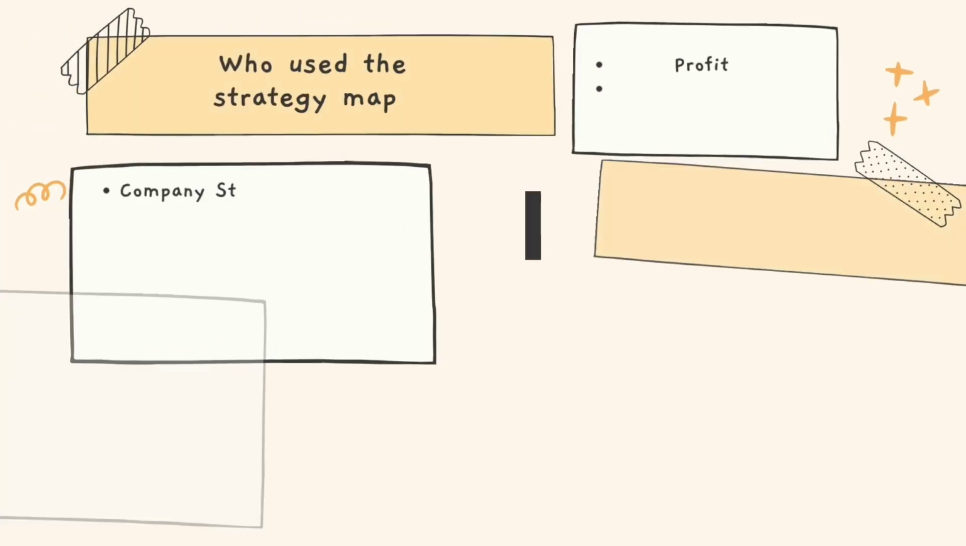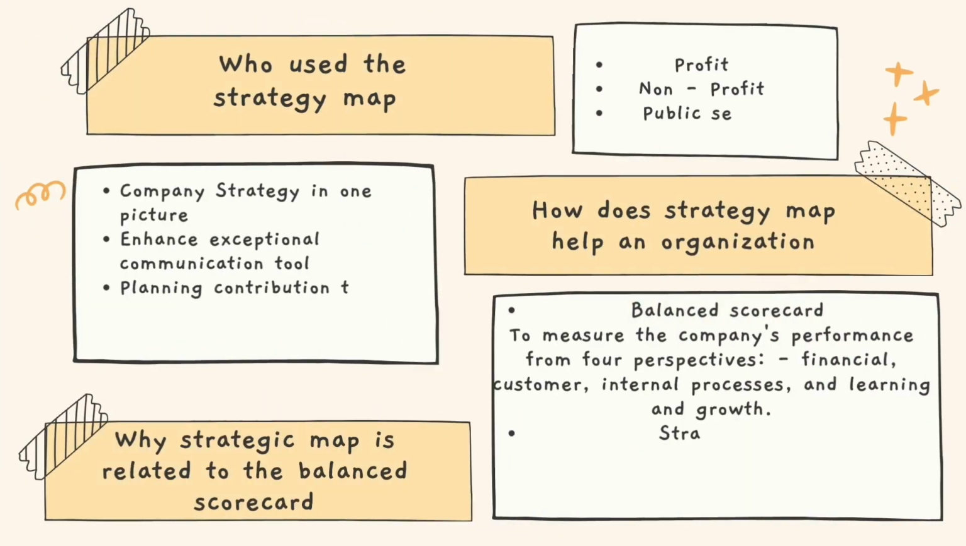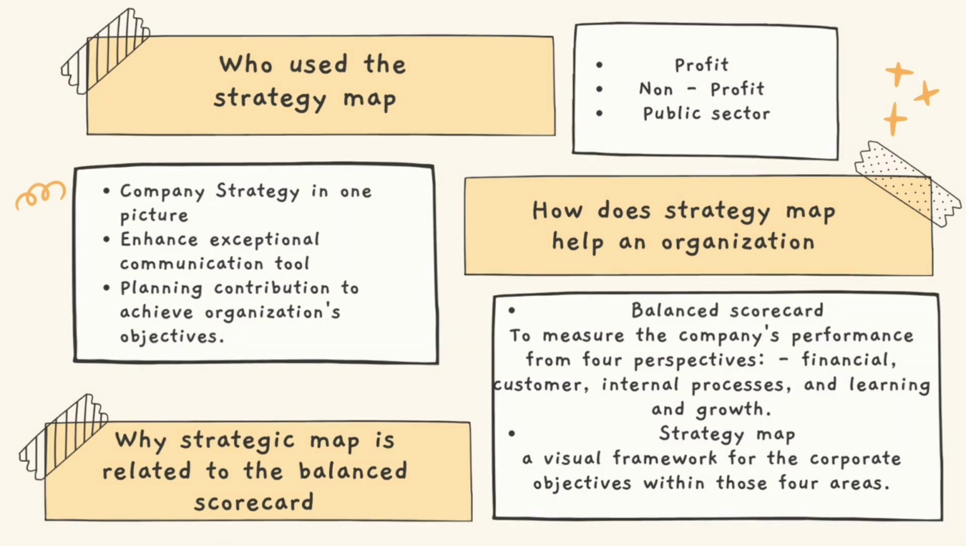Who uses the strategy map? The strategy map could be used by any organization, in the for-profit, non-profit, or public sector. How does strategy mapping help an organization? Strategy mapping is used to create a visual of company strategy in one picture, showing what the organization needs to achieve its goals. Besides, it is an exceptional communication tool. Anyone who looks at the map can easily understand the organization and how everything fits together. Therefore, it is clearer and more efficient because employees can see how they contribute to the achievement of the organization's objectives.